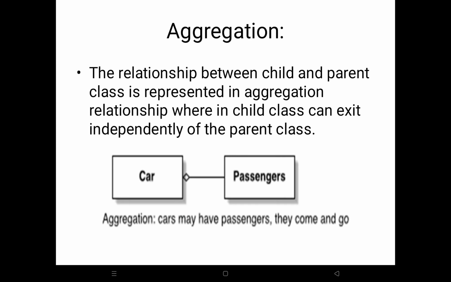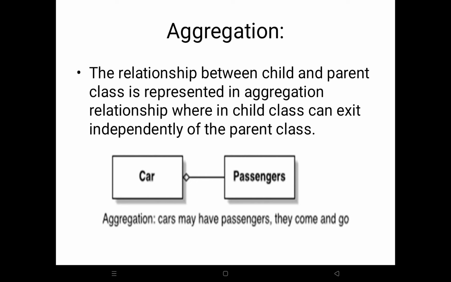What do you mean by aggregation? See, aggregation and composition are very important concepts when we are discussing the class diagram. The relationship between the child and parent class is represented as an aggregation relationship. So mainly you can understand what is meant by aggregation. See here, the car is the parent class, the passenger is the child class. The child class can exist independently of the parent class. See, the passenger can exist independently of the parent class.